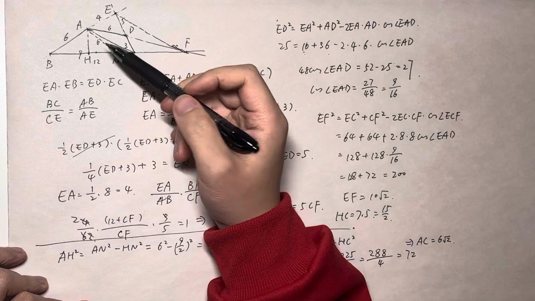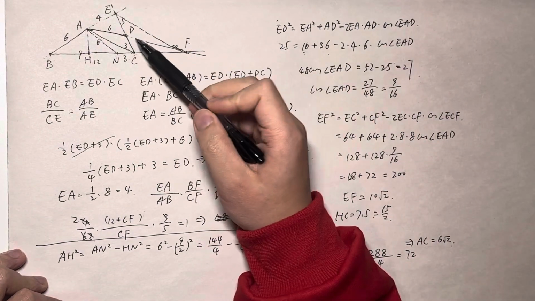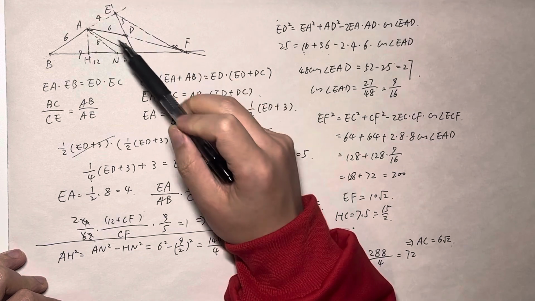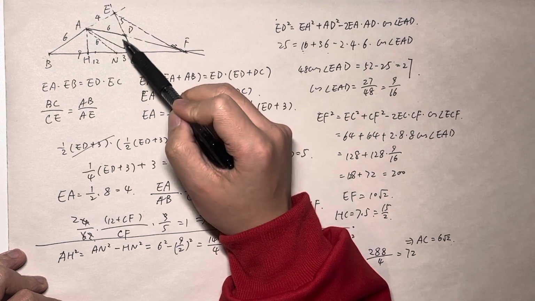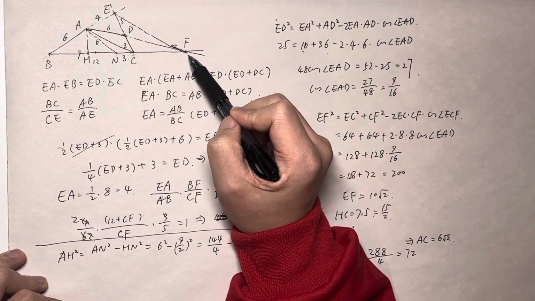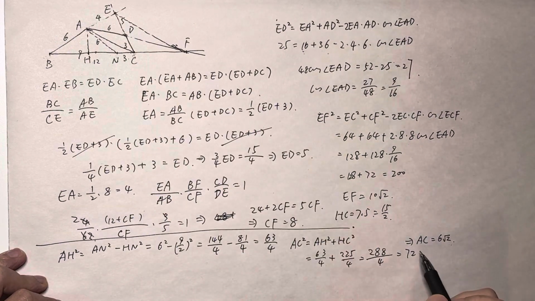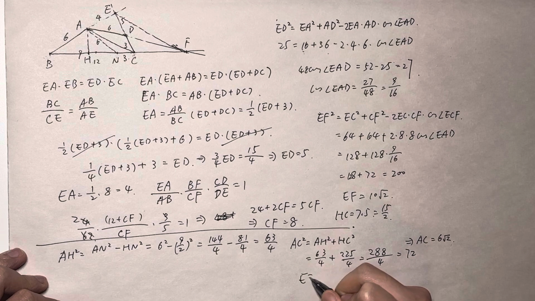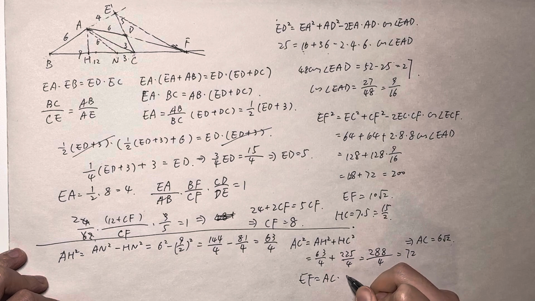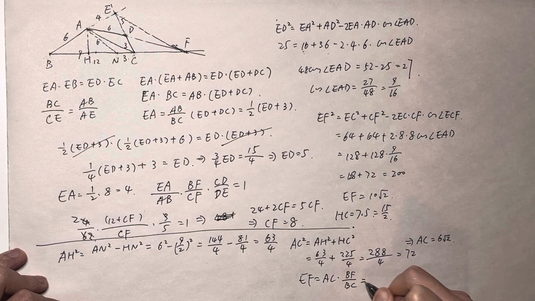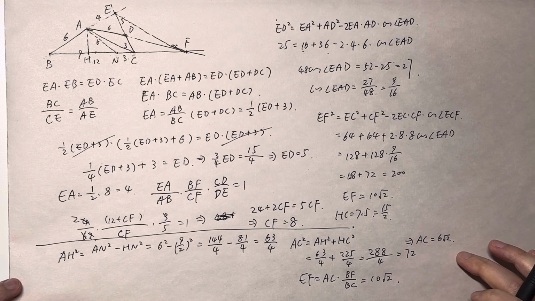Because in the first solution we already calculated the length of AE, AD, DF, and CF, we know that triangle ADC is similar to triangle FDE, and AC is parallel to EF. So we can just use the ratio to calculate EF. That's EF equals AC times BF to BC, which equals 10 square root 2. This is a way that we avoid using the cosine rule.